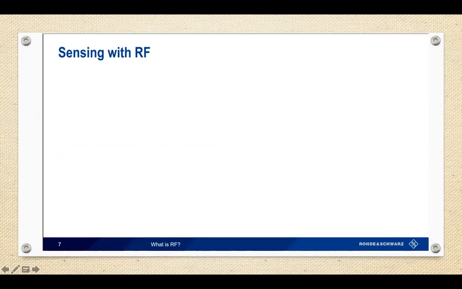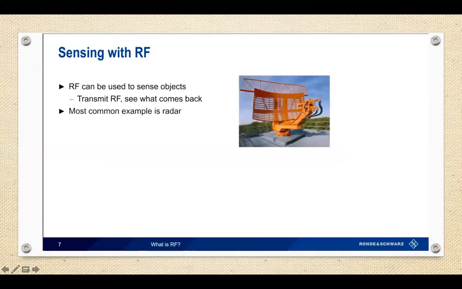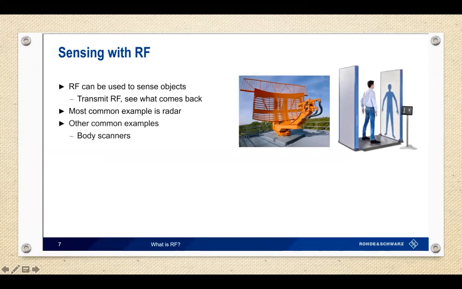Radar is, however, an excellent example of how objects can be sensed using RF. We transmit RF and examine what comes back. Most people are familiar with various radar applications, such as detecting planes or ships, or measuring the speed of a vehicle or a baseball. One of the more common examples of using RF for sensing are the body scanners that have largely replaced metal detectors in airports. Some types of motion sensors and alarm or other systems also use RF.